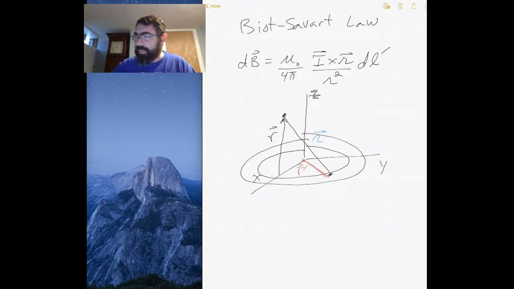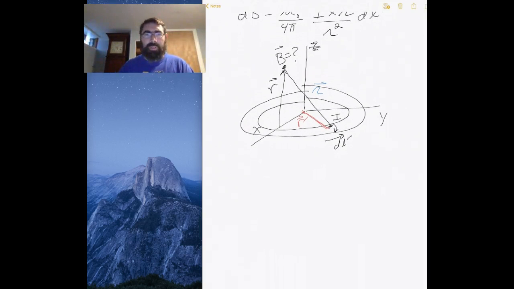So we have a current element right here, which is in the coil of wire. We have a dl that we're going to eventually integrate over. But these are all the different positions that we have. So we're going to measure the magnetic field at some point up here, a distance r away from the axis. Okay, so then let's write out these different vectors.